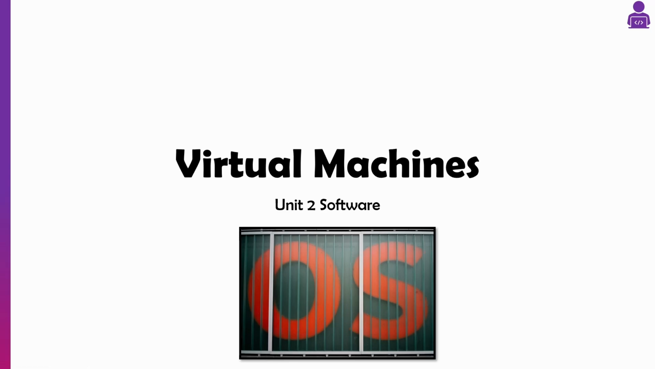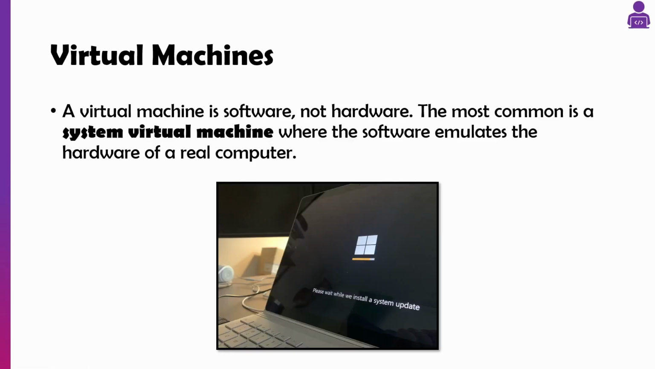Today we're going to carry on with Unit 2 and look at virtual machines. So what is a virtual machine? A virtual machine is software, it's not hardware. So usually we have what's called a system virtual machine, and you might have multiple operating systems or multiple computers, in quotation marks, on one computer.